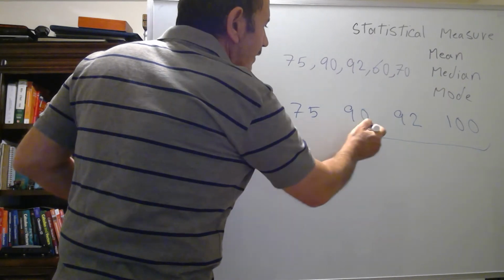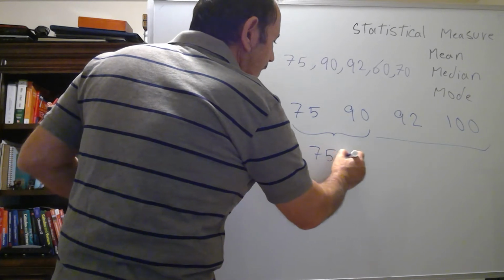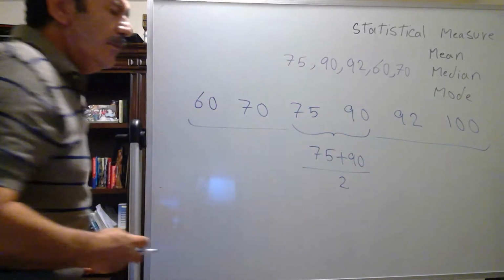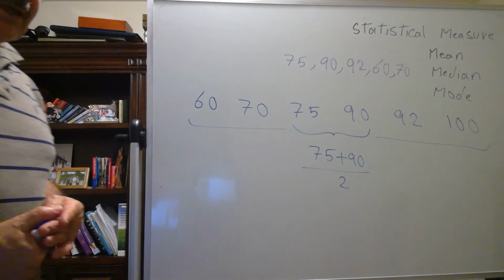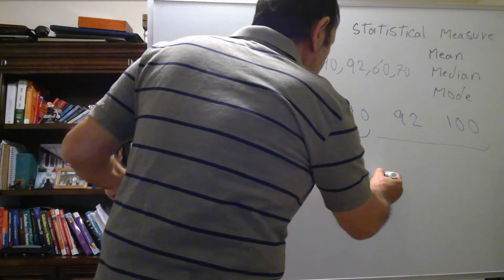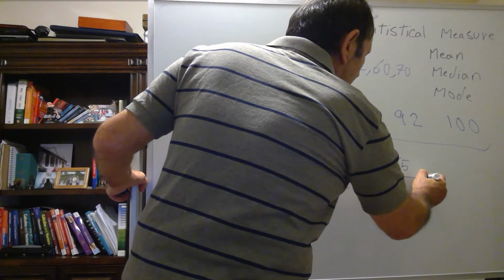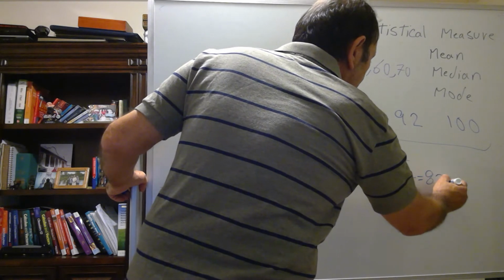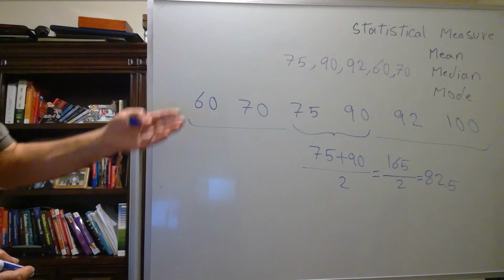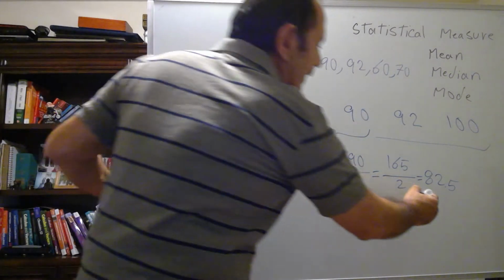The average of these two can be 75 plus 90 divided by 2, the mean of these two numbers. 75 plus 90 is going to be 165, divided by 2, which is going to be 82.5. The 82.5 is going to be the median of this data.